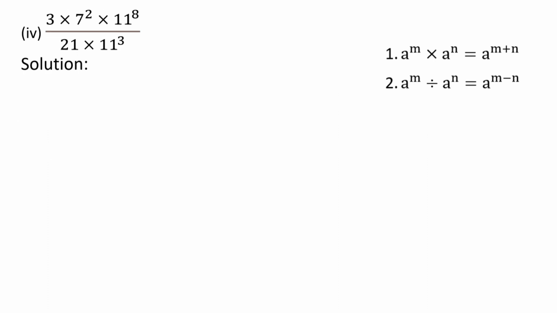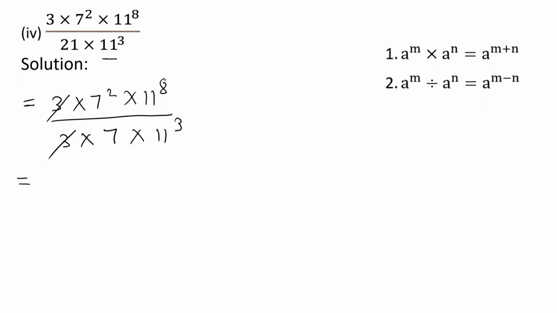Next one, 3 into 7 squared into 11 raised to the power of 8 divided by 21 into 11 raised to the power of 3. So 3, 7, 11 are prime numbers in the numerator. Denominator 21 can be written as 3 into 7, and 11 again is a prime number. So let's do that. 3 and 3 cancel out. We are left with 7 squared and 7 to the power of 1.